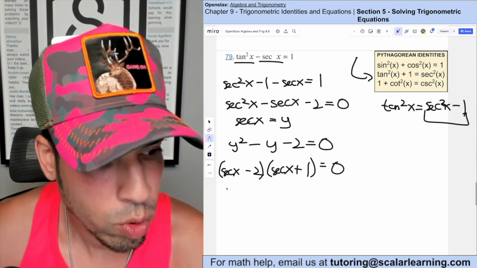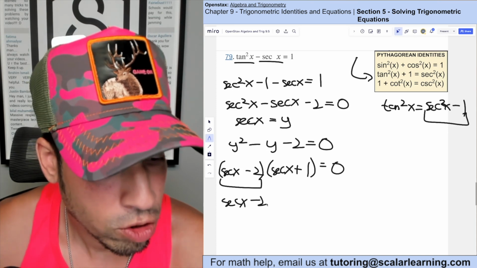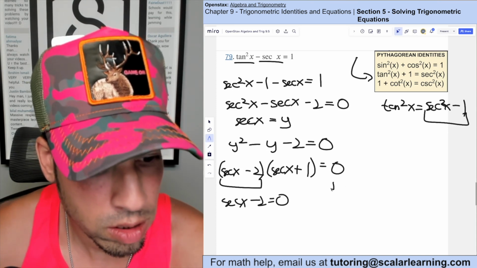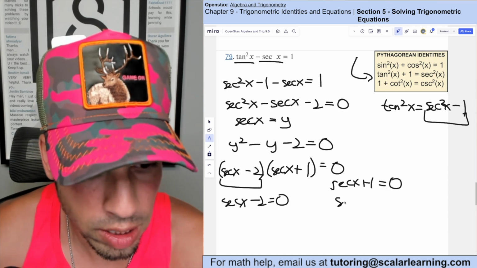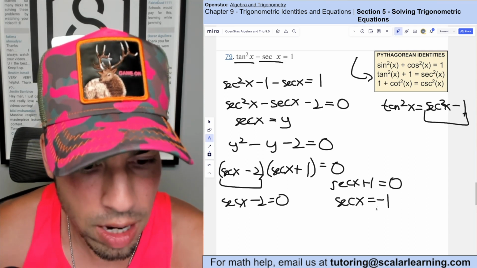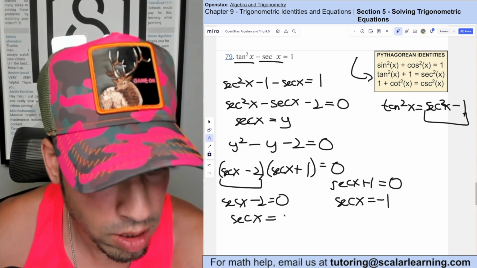Now I've got 2 equations that I can make. The first one is secant of x minus 2 equals 0. The other one is secant of x plus 1 equal to 0. So then I got secant x equal to -1. And here we got secant x equal to, by adding 2 to both sides, equal to 2.